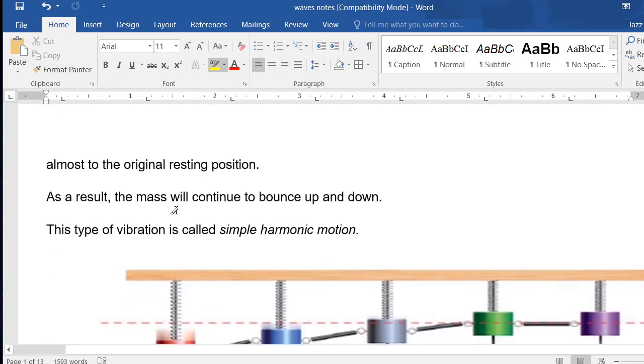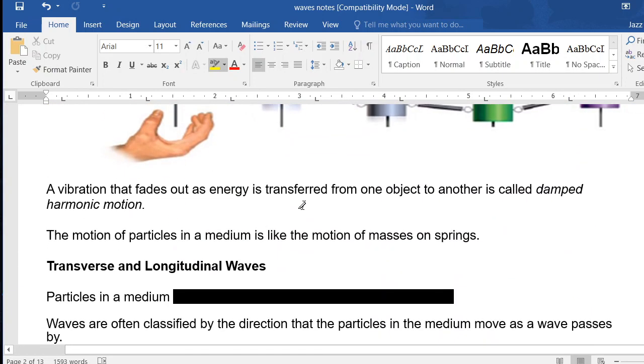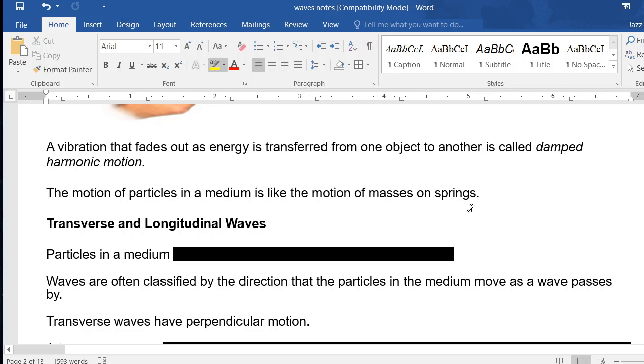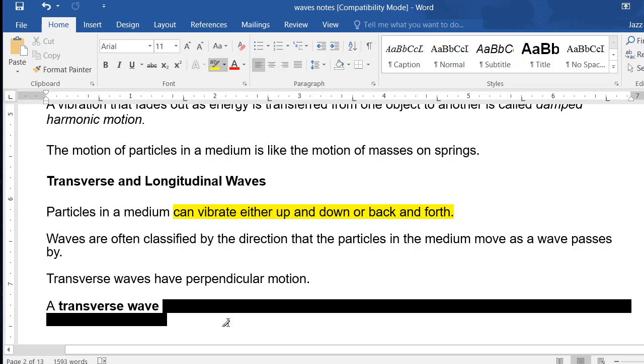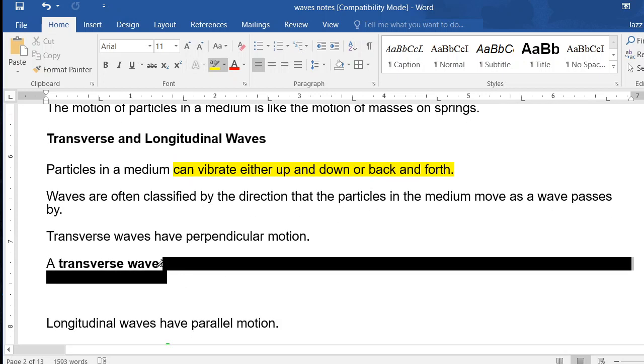We're going to skip the spring stuff, so we will skip this picture. We've got two kinds of waves, transverse and longitudinal, and these are both subcategories of mechanical waves. Particles in a medium can vibrate either up and down or back and forth, and mechanical waves here are often classified by the direction the particles in the medium move as the wave passes by. So transverse waves have a perpendicular motion. I just described one to you.